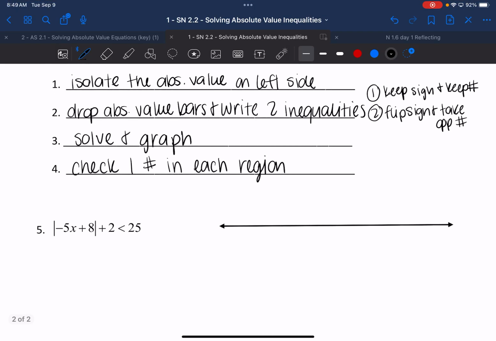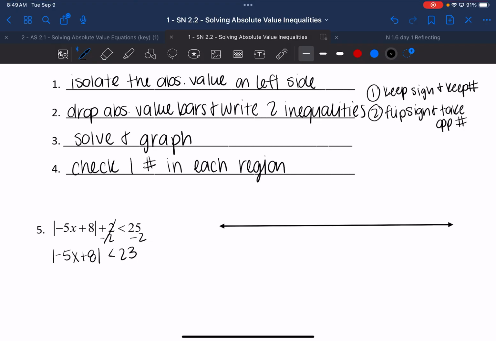So, number 5, according to step number 1, what are we doing first? Isolating. So what am I moving? The 2. Good. So I'm going to subtract 2. And now we got the absolute value of negative 5x plus 8 is less than 23, right? Okay, so step number 1, check. We isolated it. What do I do now? Make the two equations, right.